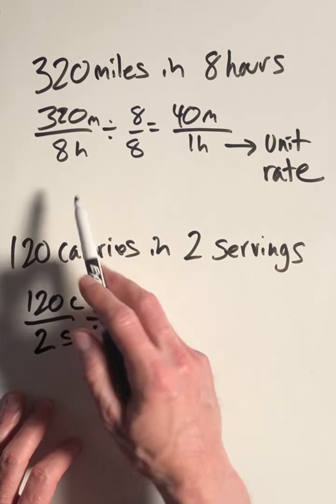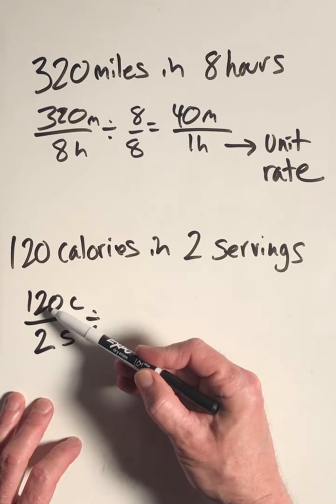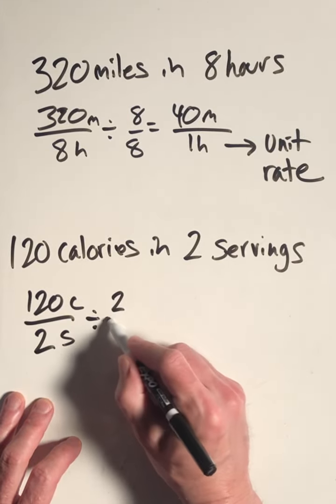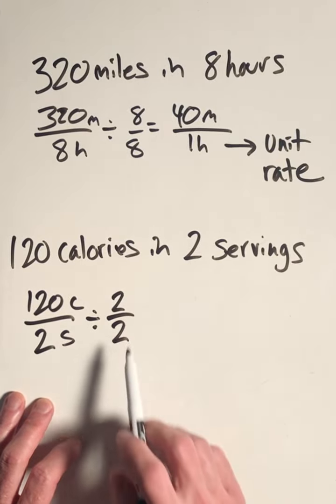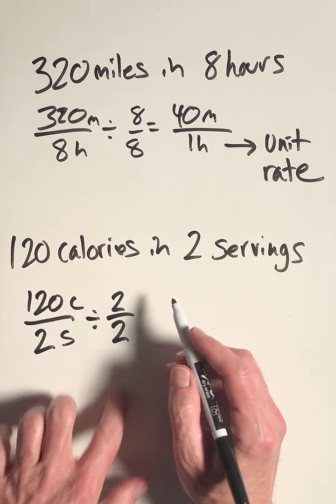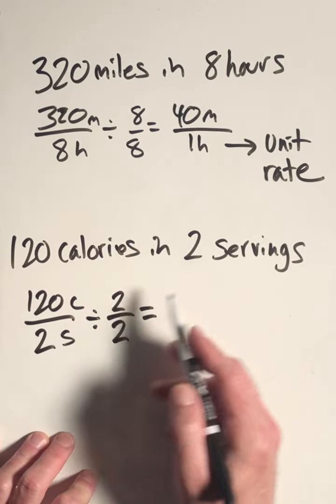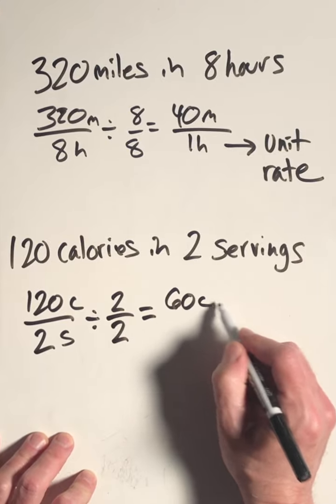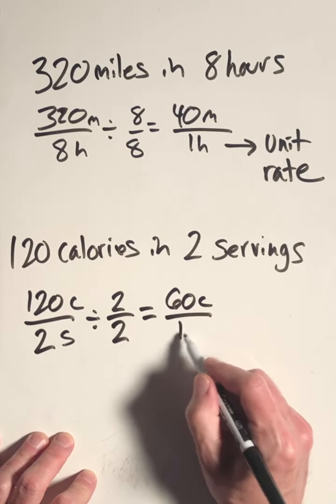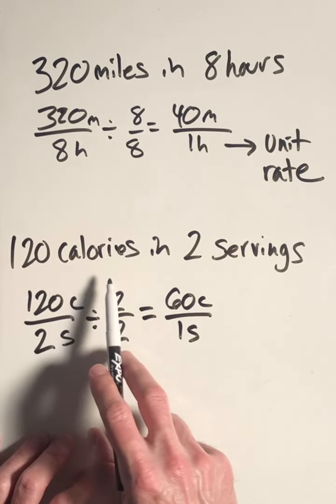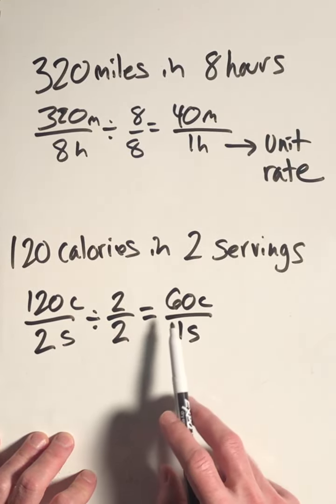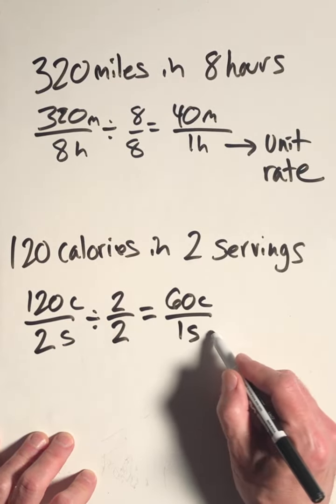In both of these cases, since the denominator is a factor of the numerator, we can divide by the denominator as numerators and denominators in the version of 1 that we're using to convert. 120 divided by 2 would be 60 calories. 2 divided by 2 would be 1 serving. So 120 calories in 2 servings is the same as 60 calories per 1 serving.